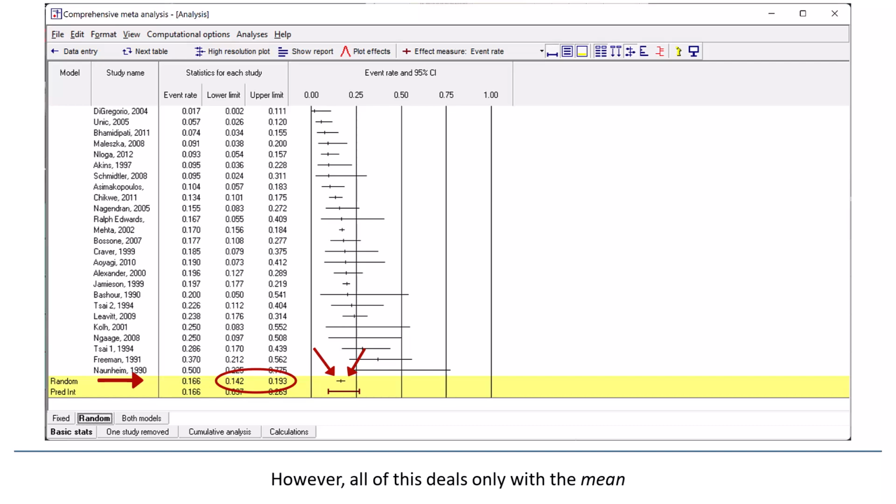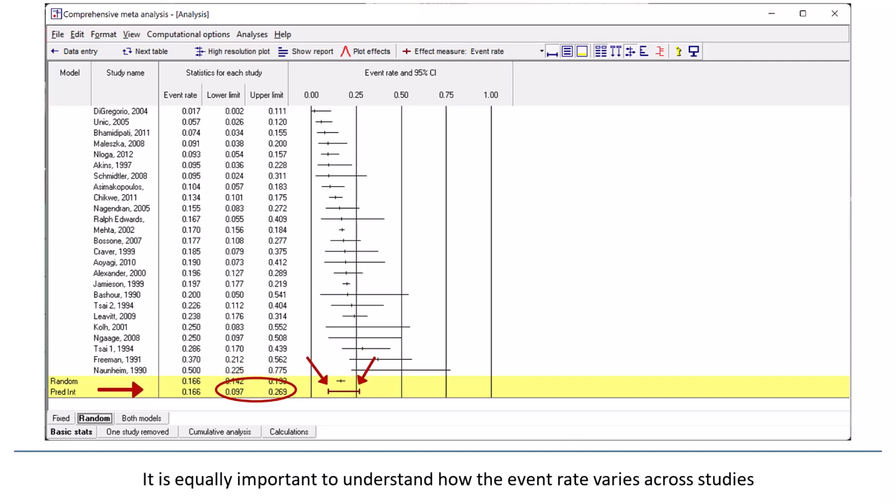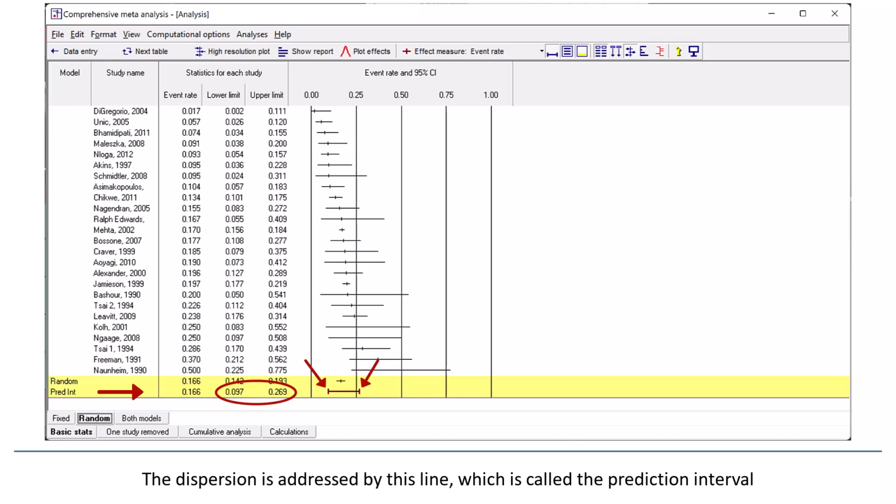However, all of this deals only with the mean. It's equally important to understand how the event rate varies across studies. The dispersion is addressed by this line, which is called the prediction interval. It tells us that in 95% of all comparable studies, the event rate is expected to fall between here and here. This is addressed in more detail in the section that follows immediately.